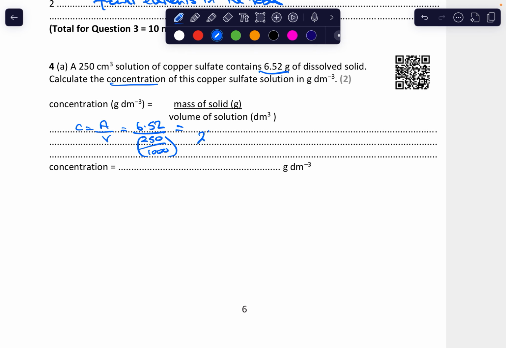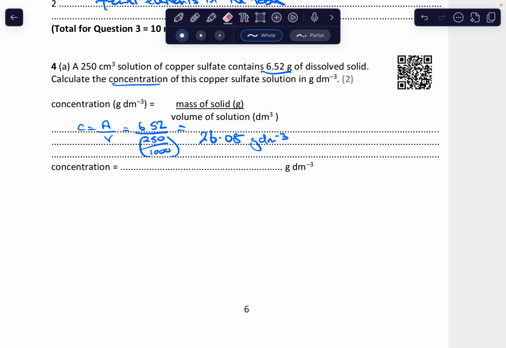26.08, which is fine. It's not giving me any decimal places to go to, and that's going to be grams per decimeter cubed. Marks wise, you're going to get a mark for showing your working out here, and then a mark as well for remembering that you've got that divided by 1,000 to get the right answer. And why do we divide by 1,000? Because this is in centimeters cubed, and you've got to get that into decimeters cubed. So to get into decimeters cubed, you take centimeters cubed and divide by 1,000.